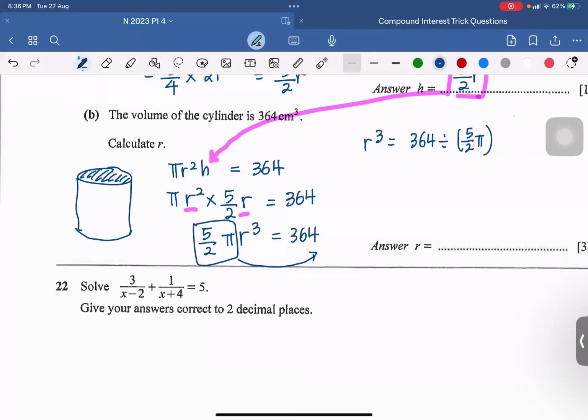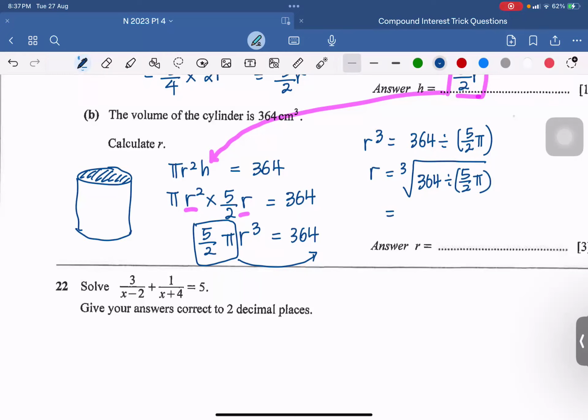Then if I don't want the cube, how to get rid of the cube? Cube root. Correct. Then we take the cube root of 364 divided by 5 over 2 pi. Then you key this into your calculator, you should be able to get your answer.